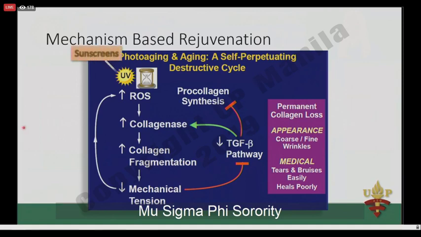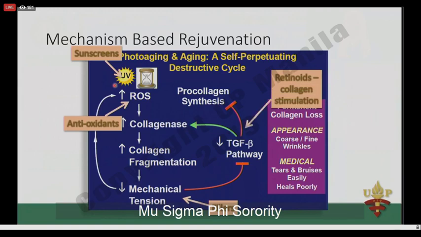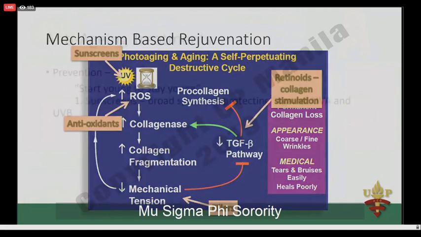Sunscreens will prevent the ultraviolet damage on the skin. Your antioxidants will take charge of the reactive oxygen species. Your fillers will plump up the skin, increasing mechanical tension. And your retinoids will stimulate collagen so that your wrinkles will be minimal.